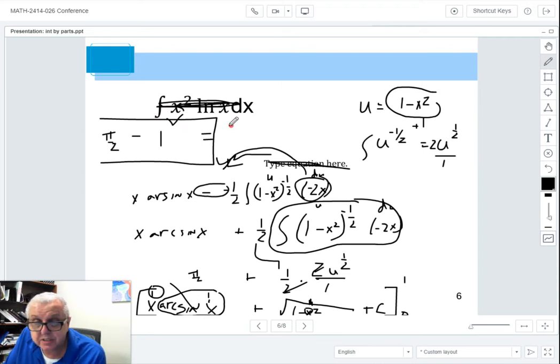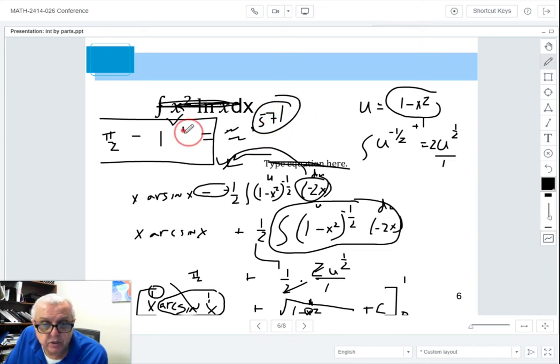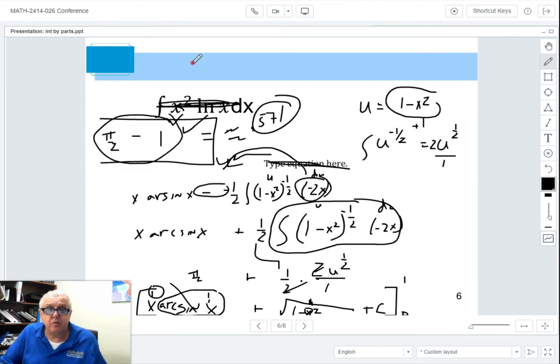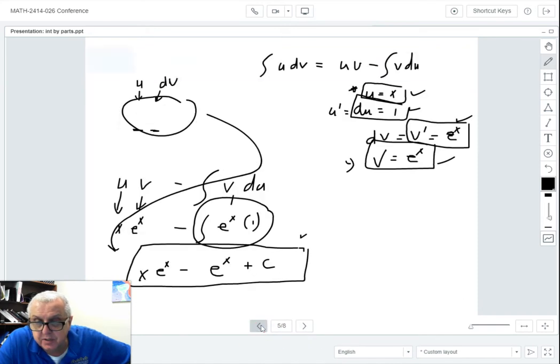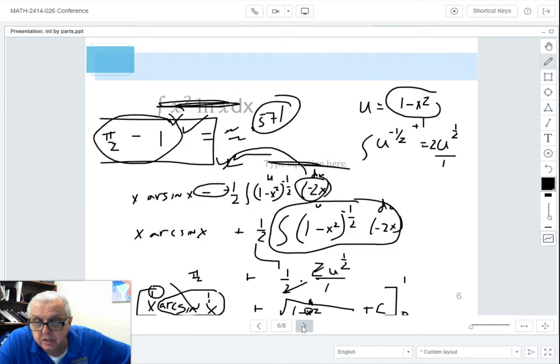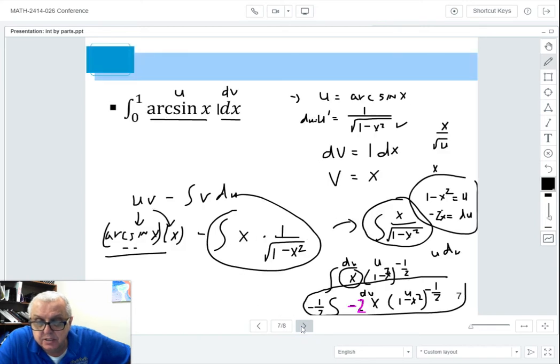And it's approximately 0.571 on your calculator, or you just leave this as an exact answer. Sorry for that one being really messy. I really need a lot of paper to do that. But the whole process is the same.